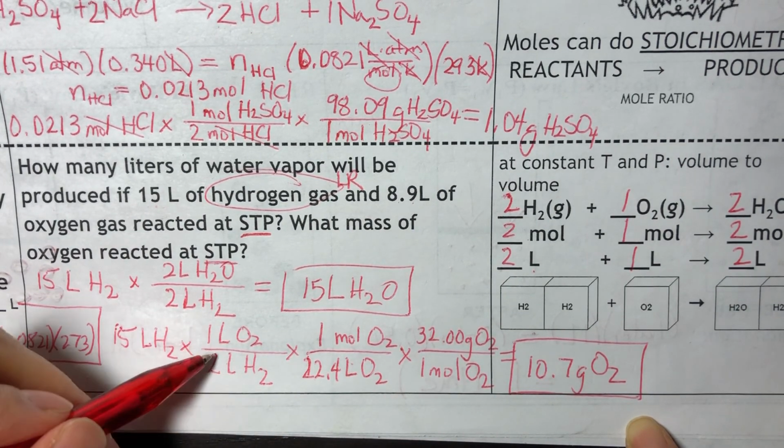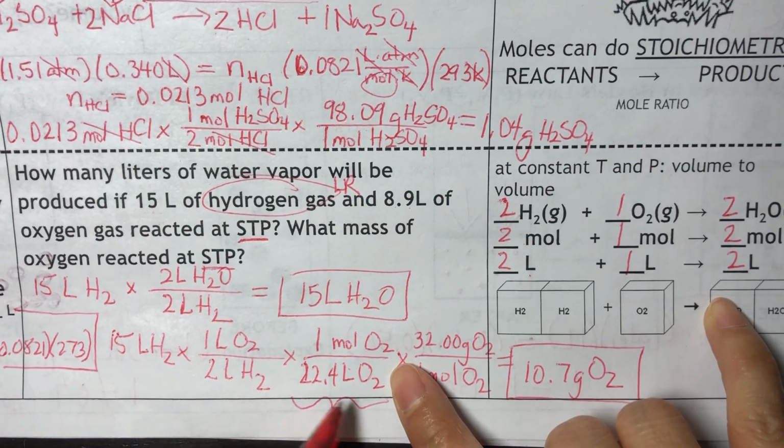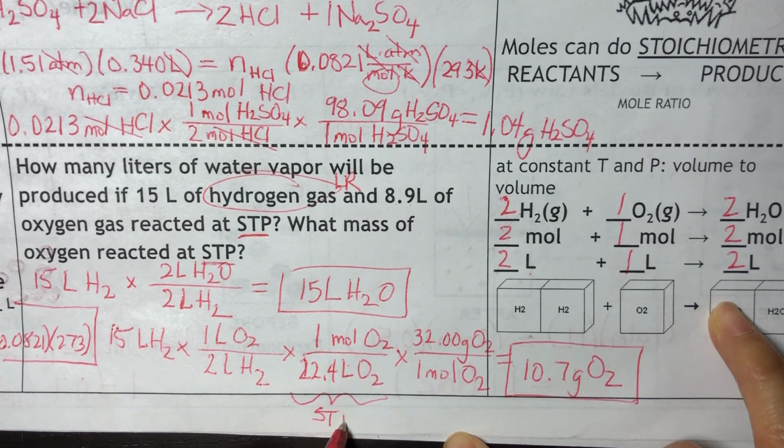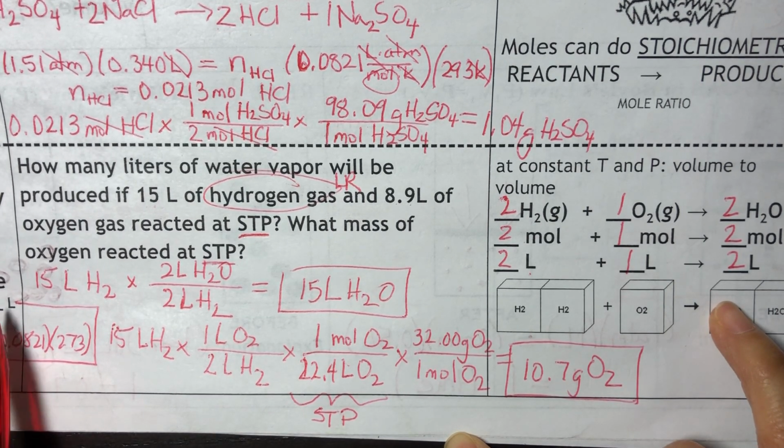So that's your stoichiometry, and then your conversion using STP conditions right here. So a mole of any gas has 22.4 liters.